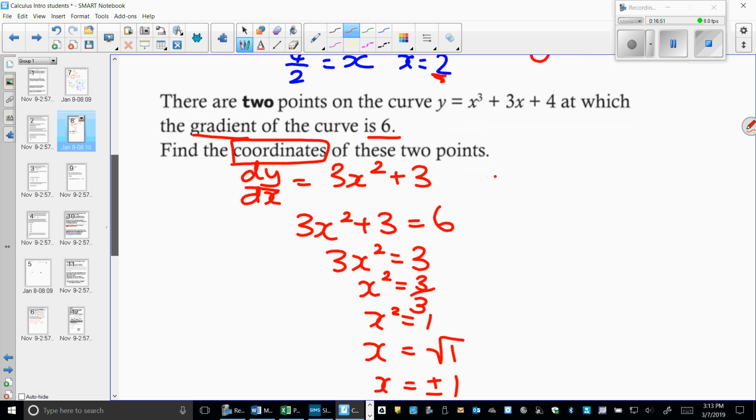So we say when x is 1, y would be 1 cubed plus 3 lots of 1 plus 4.